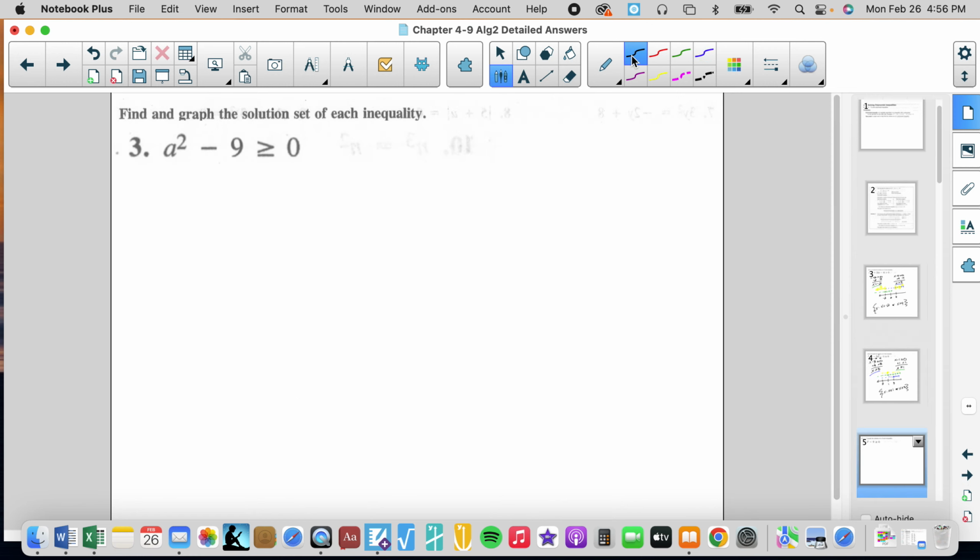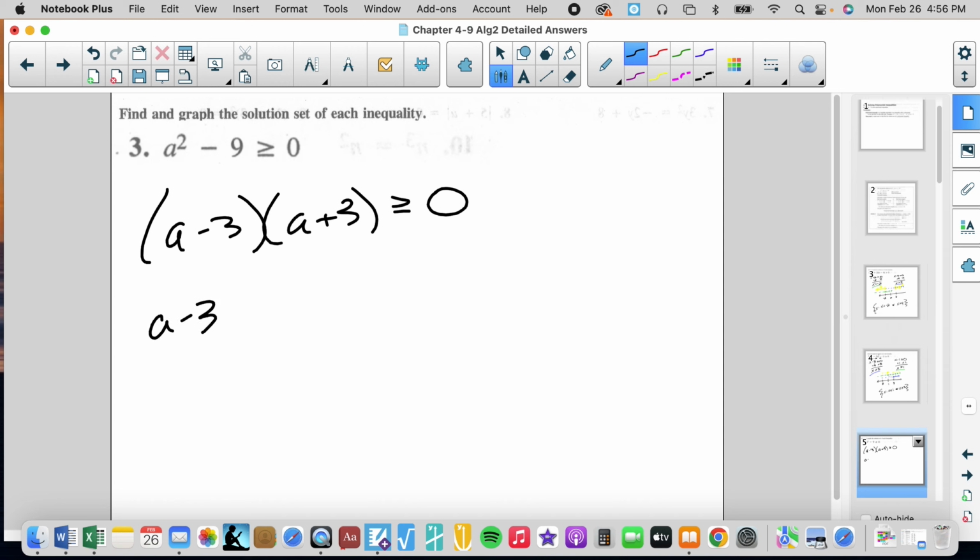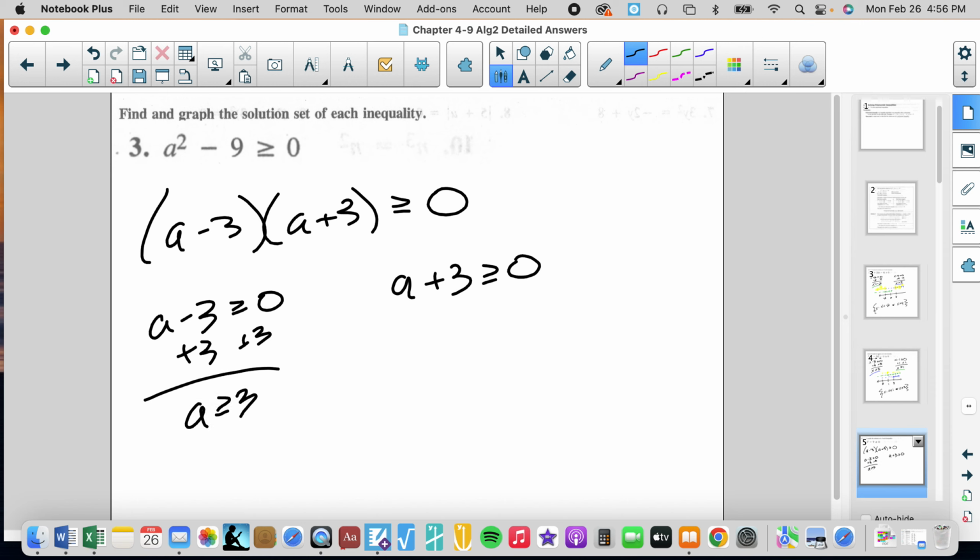So now we have to factor. We have a minus 3, a plus 3 is greater than or equal to 0. Here's our tester. A minus 3 is greater or equal to 0. A plus 3 is greater than or equal to 0. Plus 3, a is greater than or equal to 3. Minus 3, a is greater than or equal to negative 3.